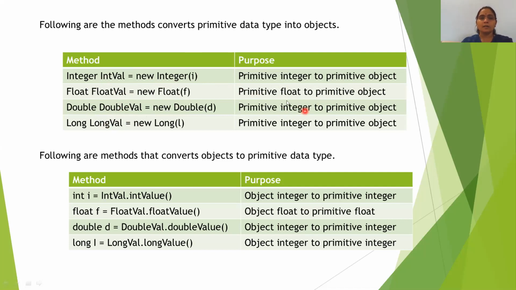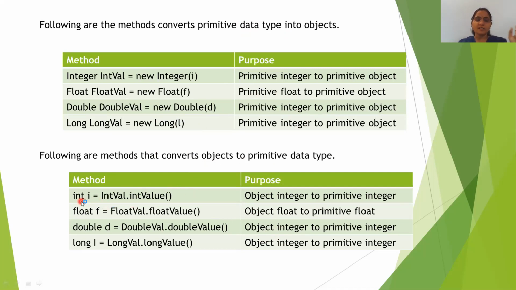Just consider the double and the long here, due to copy and paste. I forgot to make the corrections here according to the double. Here, primitive double to object, and primitive long to object. Okay. And similarly, the same case in the second table also. The second table shows the methods that convert in reverse, object to primitive. The first table shows you the data type into the object, and the second table is the vice versa methods, meaning they convert the object into the primitive data type.